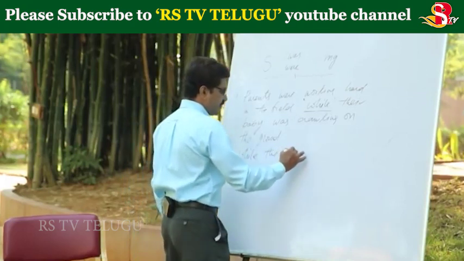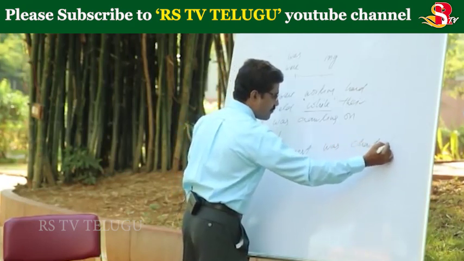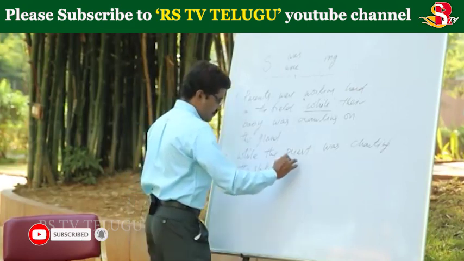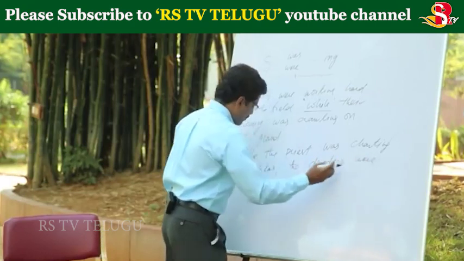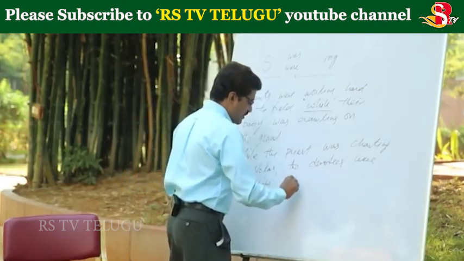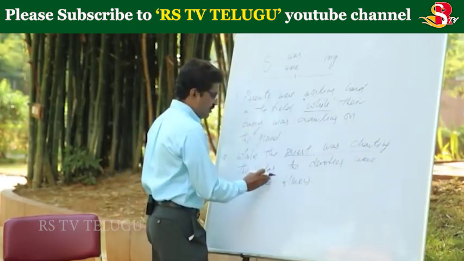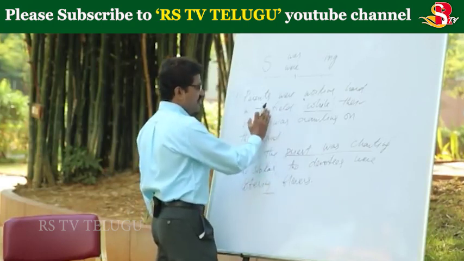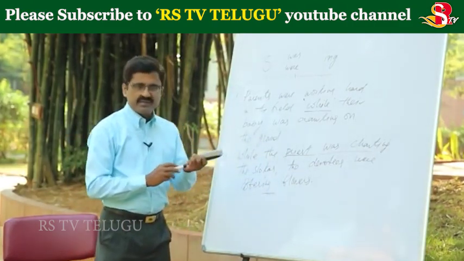While the priest was chanting the slokas, the devotees were offering flowers. So two actions were going on simultaneously. Priest was chanting the slokas and devotees were offering flowers. So this is another combination where we use past continuous twice. Can you try to give at least one example like this?